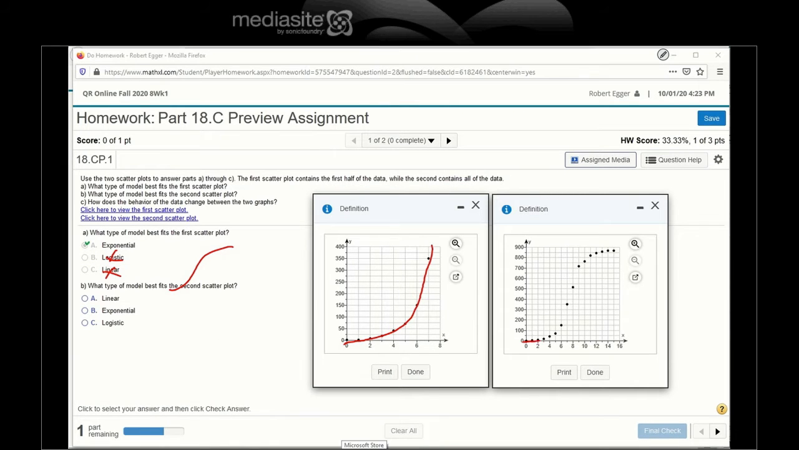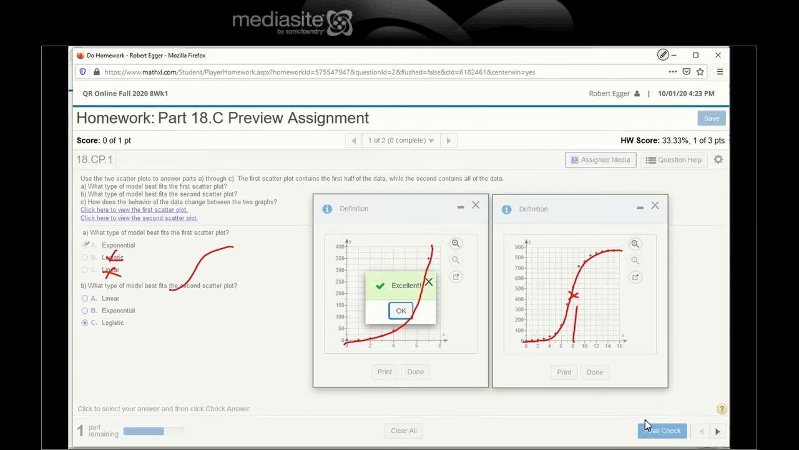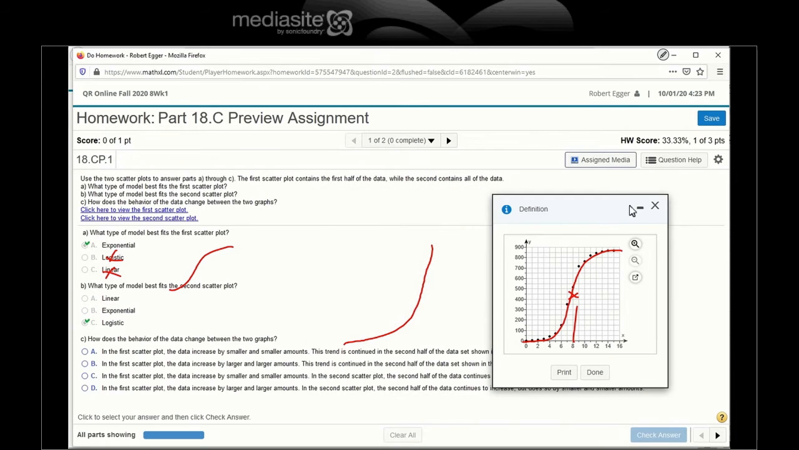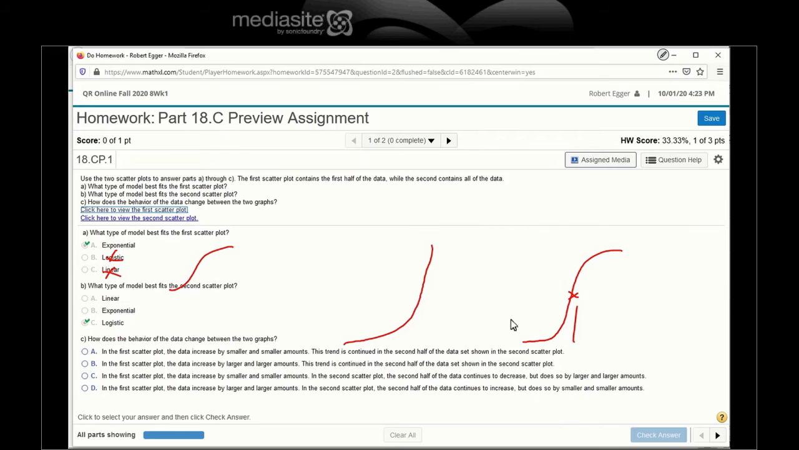Ooh, that's a classic S curve. 850, so somewhere around 425 should be the midpoint. But it's exponential. I'm sorry, logistic. Seems to hit a maximum and stops. Check. Getting too much stuff here.